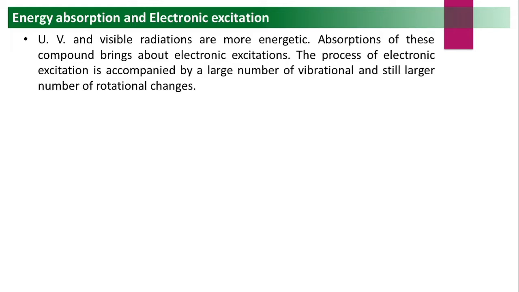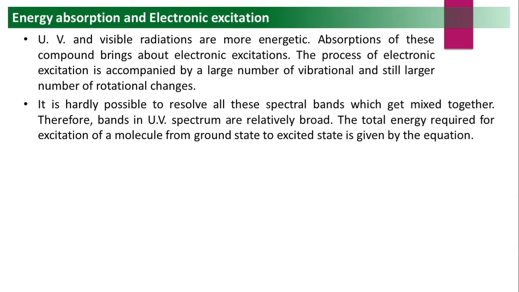But as the energy is high, in the process of these electronic excitations, some kinds of rotational as well as vibrational changes occur in the molecule, and rotational and vibrational excitations also take place. So because of that, it is hardly possible to resolve all these spectral bands, which get mixed. Which are the spectral bands? Electronic excitation, vibrational excitations, as well as rotational excitations. So these bands get mixed together, and therefore the bands in a UV visible spectrophotometer or UV visible spectrum are relatively broad.